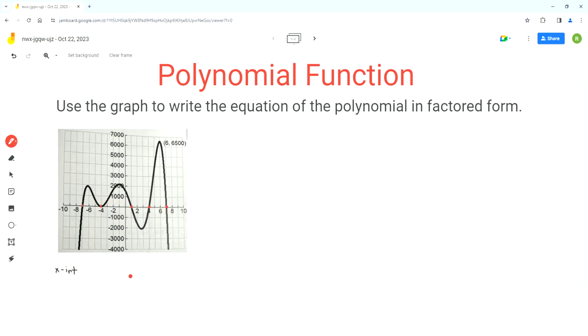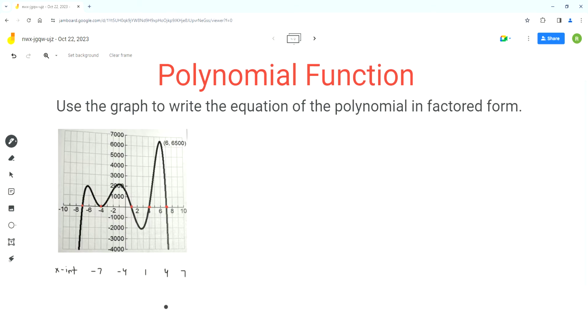So we can list these x-intercepts. So the x-intercepts starting from the left side are -7, -4, 1, 4, and 7. Now we'll use these x-intercepts to find the factors that we will need to write the equation in factored form.